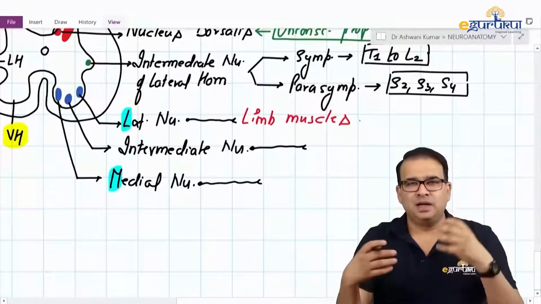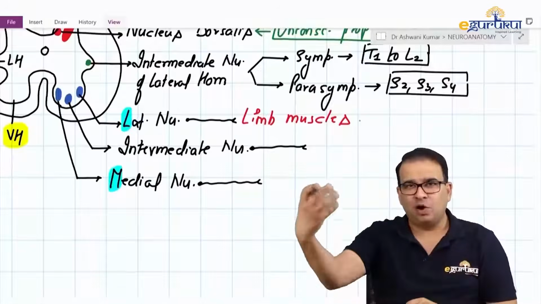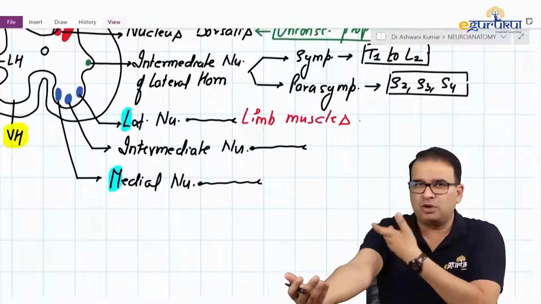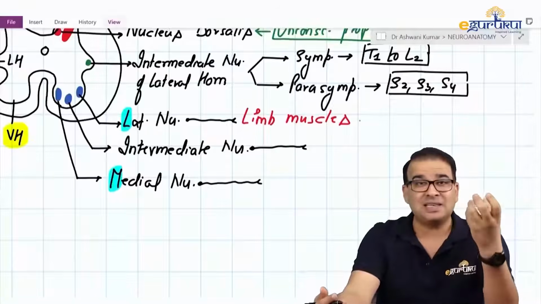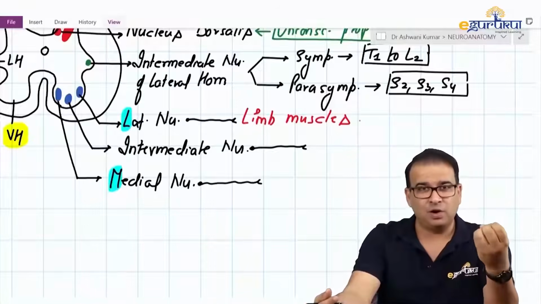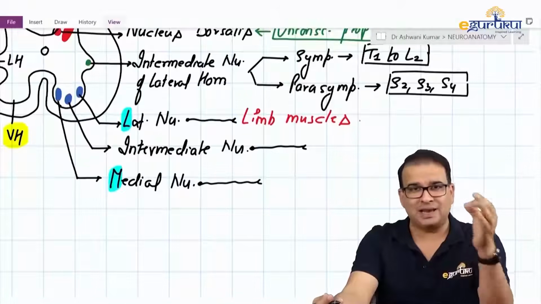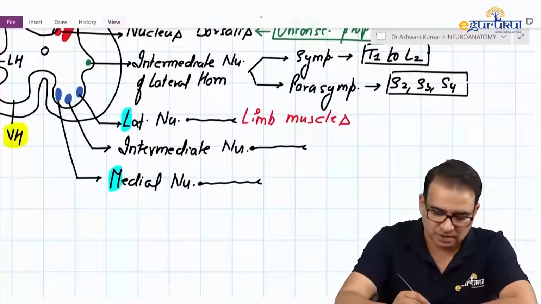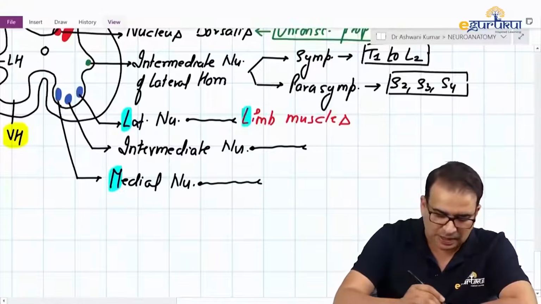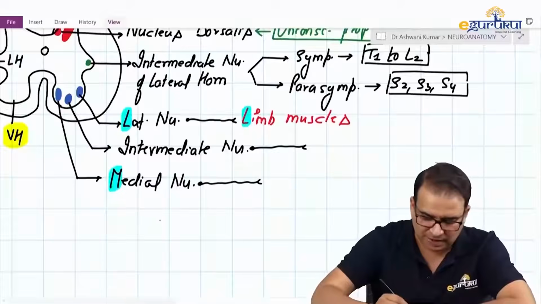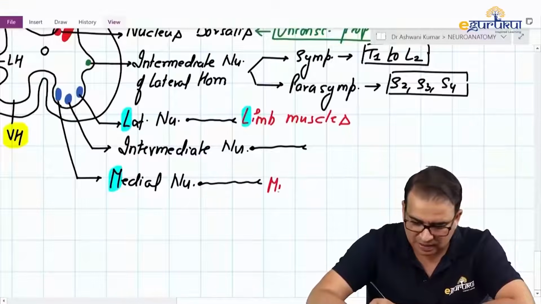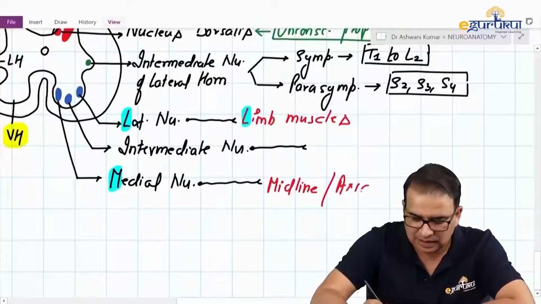This we all know, that the motor neuron will come from the ventral horn and supply the limb muscles. But where exactly is it coming from? In the ventral horn, it is coming from the lateral nucleus. L for lateral, L for limbs. Remember that. Now, M for medial will remind you of M for midline. Midline means axial muscles.